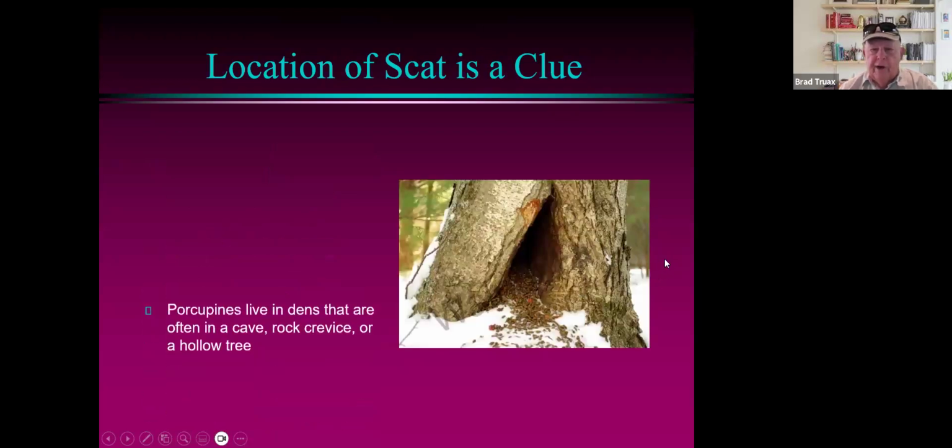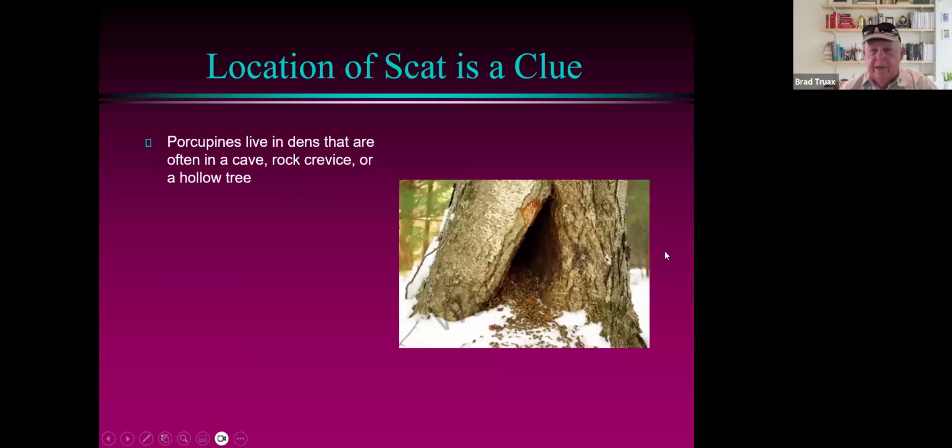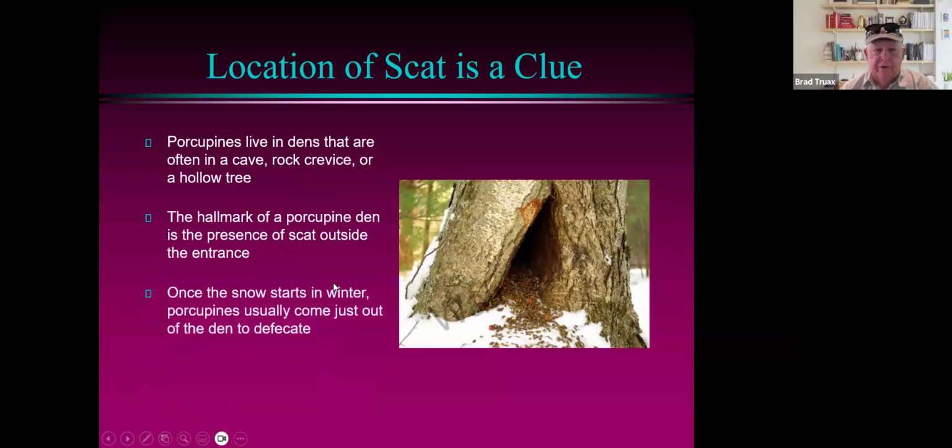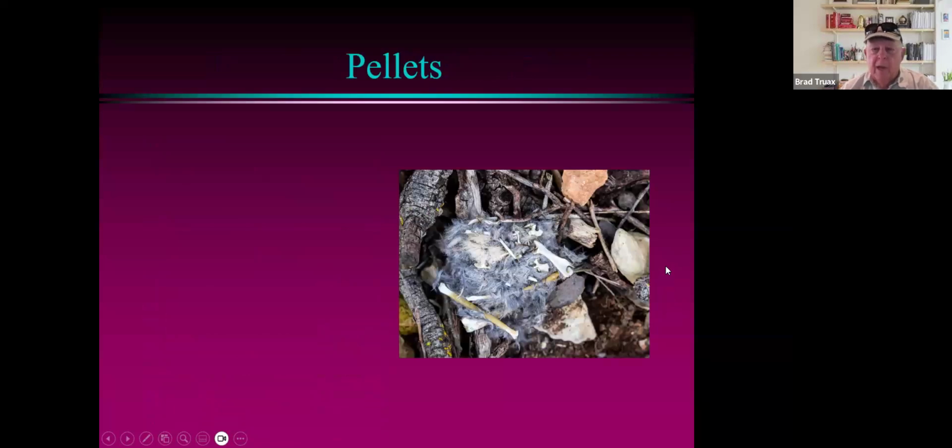Once again, this is showing a porcupine den, and you can see all this scat outside the den. The hallmark of the porcupine den is the presence of this scat outside the entrance. And once the snow starts in winter, the porcupines usually come just out of the den, and they defecate and go back inside the den. And this often leads to very large piles of scat right outside the den.